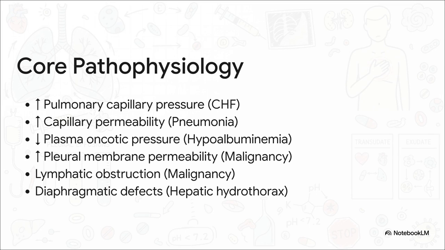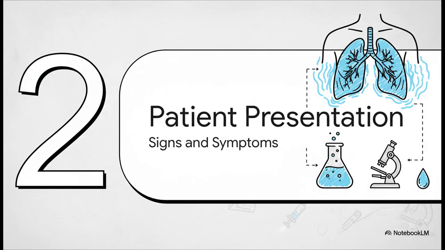And you can trace that imbalance back to one of these 6 main mechanisms. For example, congestive heart failure is a classic case of too much push. It jacks up the hydrostatic pressure. Pneumonia, on the other hand, can make the capillaries leaky, and something like a malignancy could literally block the lymphatic drains. You see? Different paths, but they all lead to the same result: fluid getting trapped in the pleural space. Okay, so we've got the why covered. Now let's move on to the what.